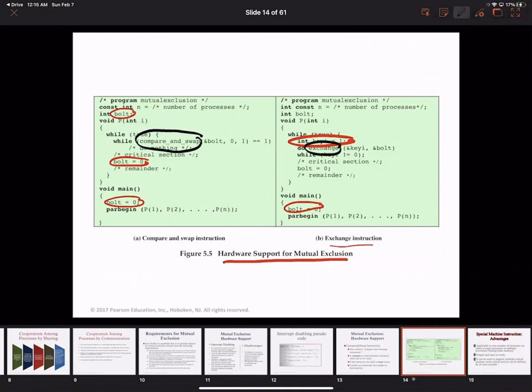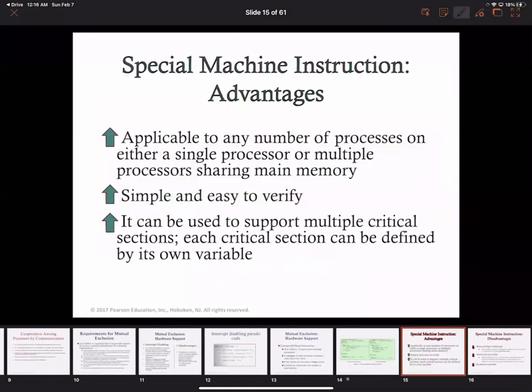It doesn't allow any process to go into its critical section unless all other processes are not in their critical sections. This way will enforce mutual exclusion, and it may have some starvation, but it really works. Why do we use these special machine instructions, either compare and swap or exchange? They have a number of advantages, because they are applicable to any number of processes on either a single processor or multiple processors sharing main memory. Enabling or disabling interrupts was successful on a uniprocessor, but not on a multiprocessor. However, the special machine instructions work on either a single processor or a multiprocessor. It is simple and easy to verify.